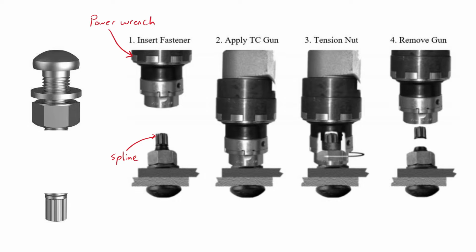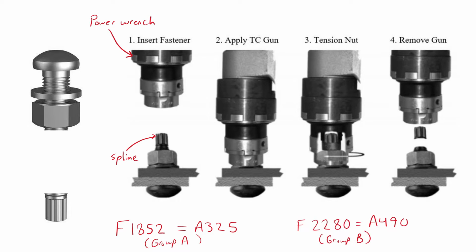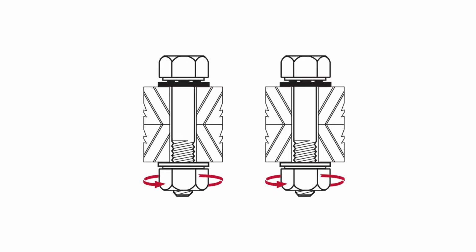In the Group A category, the ASTM designation is F1852, which has the same strength as A325. In the Group B category, the designation is F2280, which has the same strength as A490. The last method is the use of direct tension indicators.